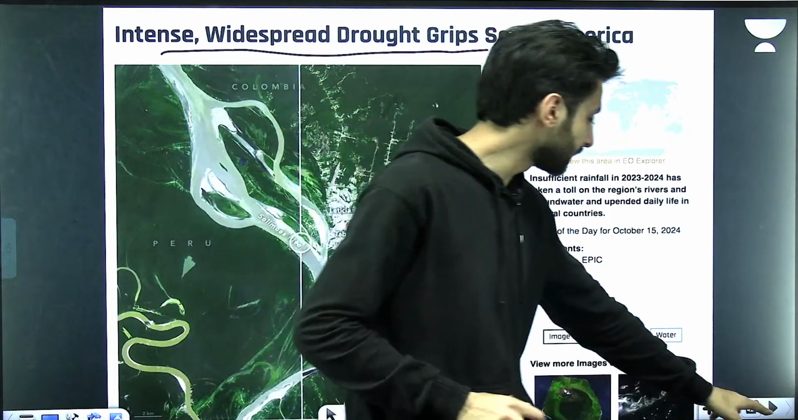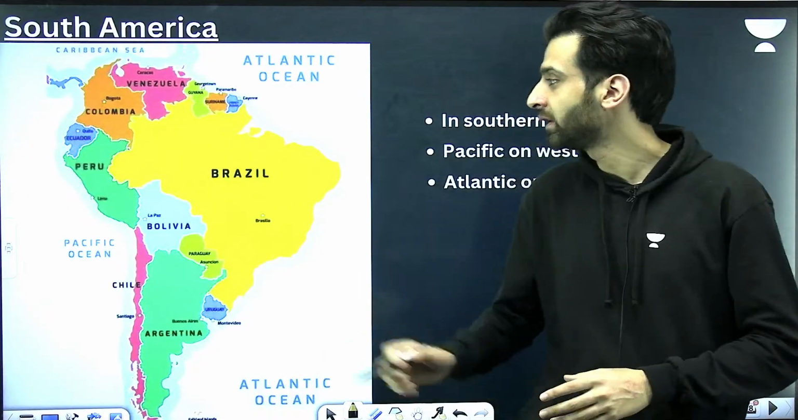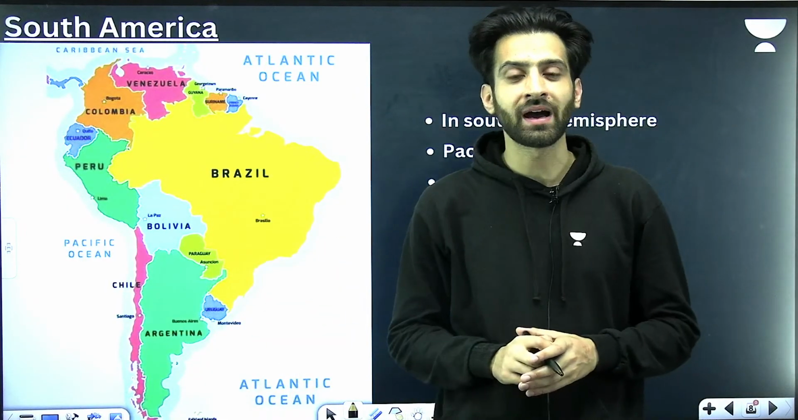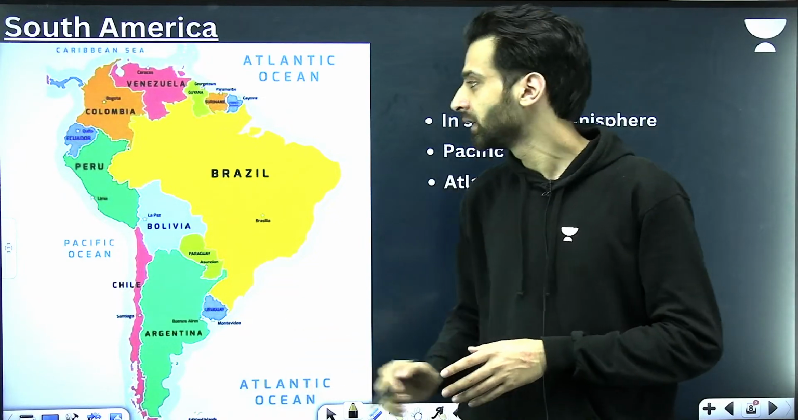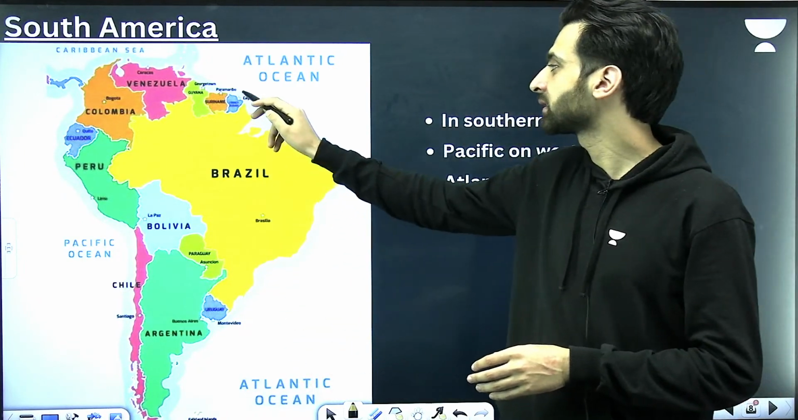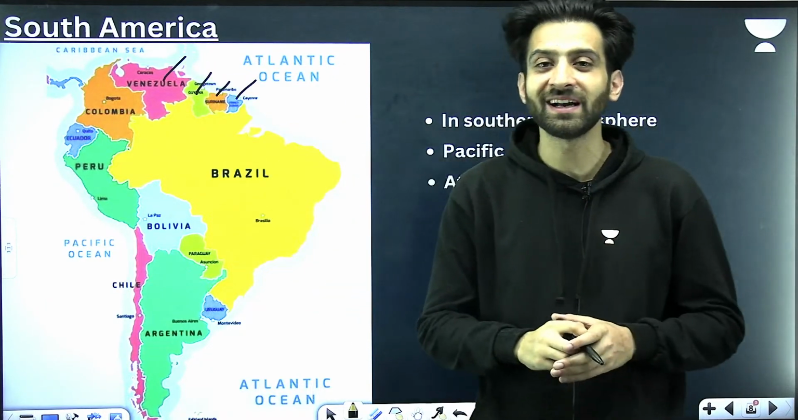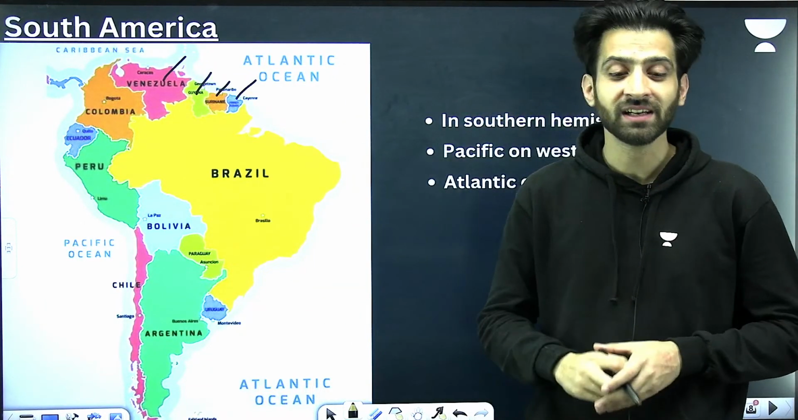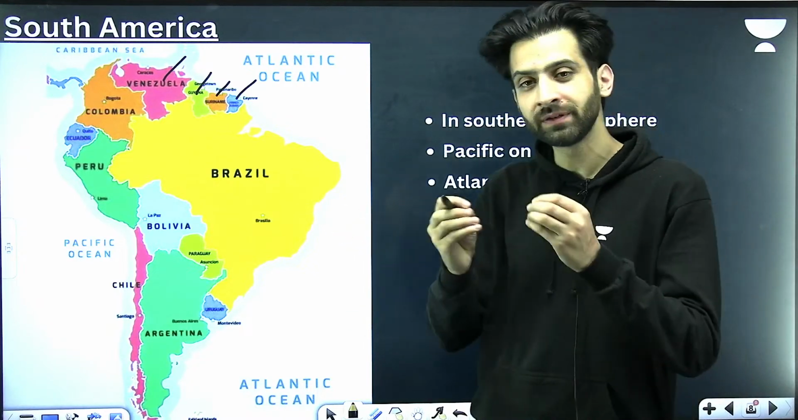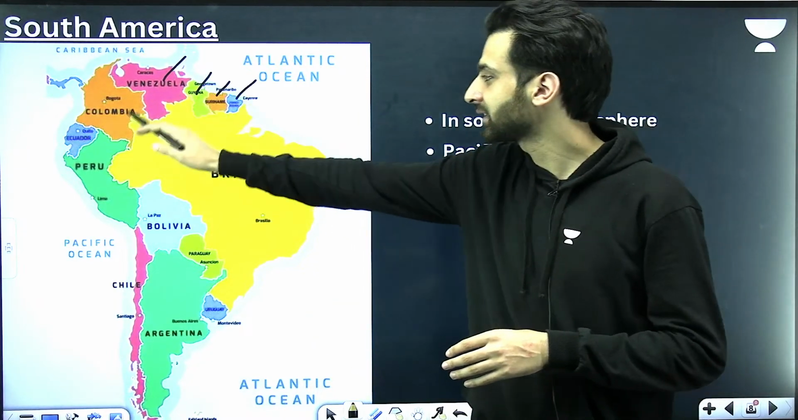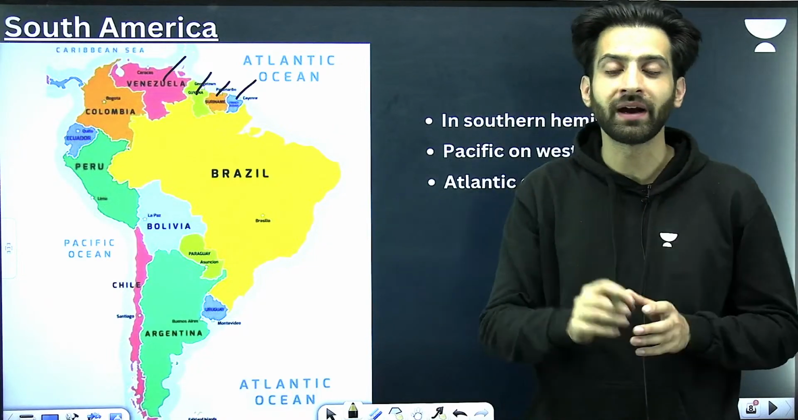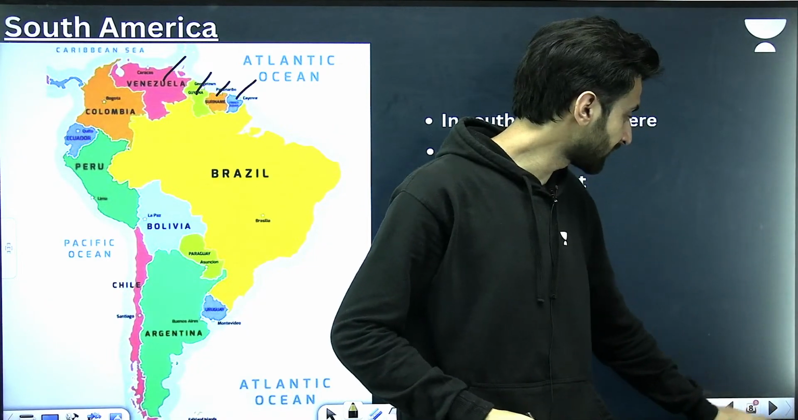So let us start with the mapping, that is the physical map, political mapping. This is the map of South America. If you look at the map, these are the countries. There are not many countries like there were in Africa, where you had to memorize a lot of things. You will find very few countries here, and we're going to deal with them one by one, starting with the first country.